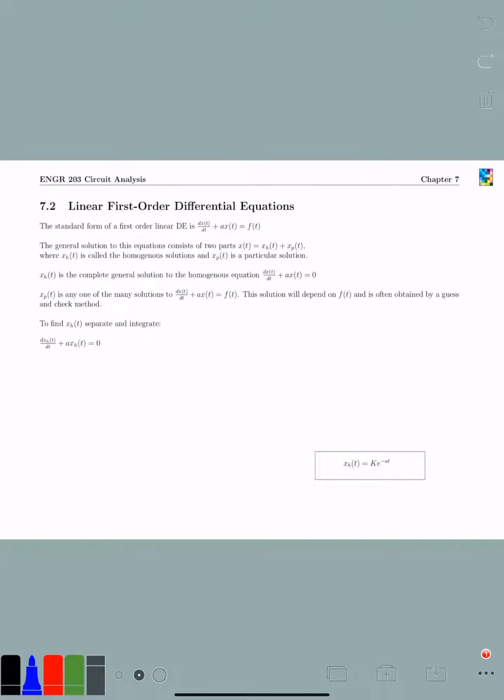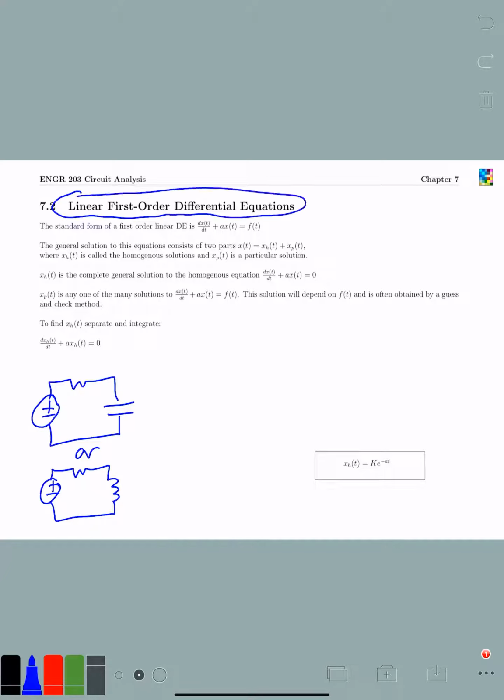Now it's going to turn out that whenever we have a circuit that either has a resistor and a capacitor, or it has a resistor and an inductor, then if you write out the equation that governs what's going on in the circuit, it's always going to be a linear first-order differential equation. Even more than that, it's going to be a constant coefficient equation.